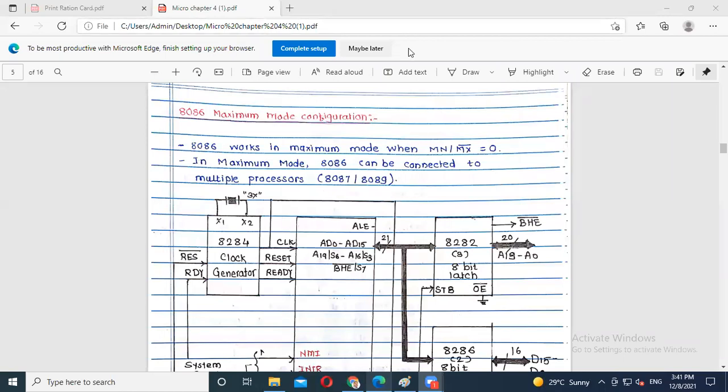Okay, almost all friends have logged in. Okay, thank you. So now the actual class, I will start with the 8086 maximum mode configuration.